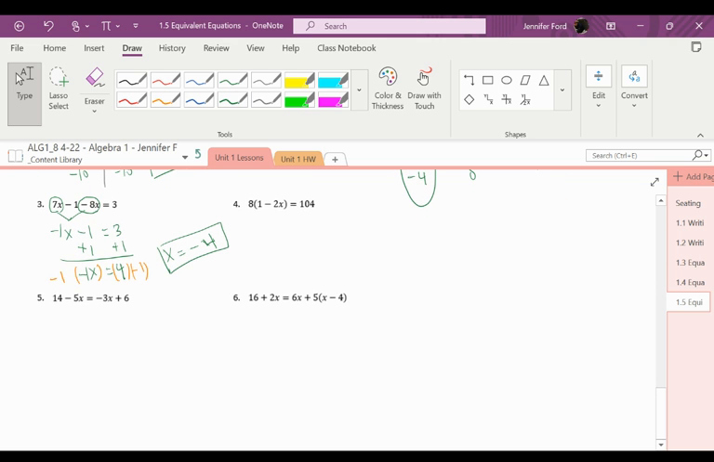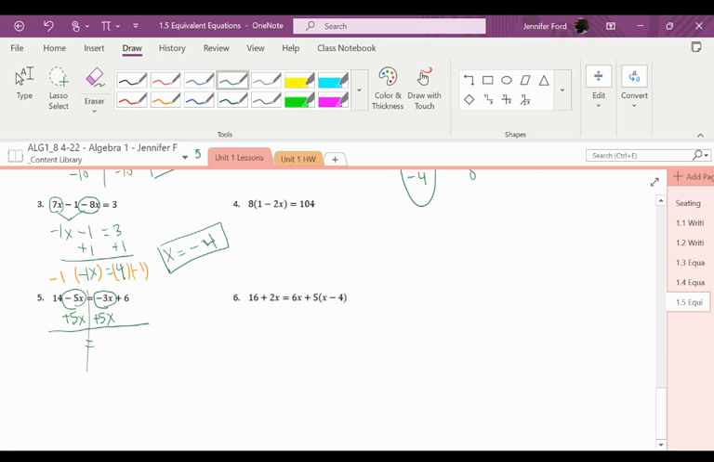Okay, and then the last one. Okay, here I see that I have negative 5x and negative 3x, but they're not on the same side of the wall, so I can't just combine them to be negative 8x. I have to add or subtract. I'm going to add 5x to both sides because that's going to give me a positive coefficient.